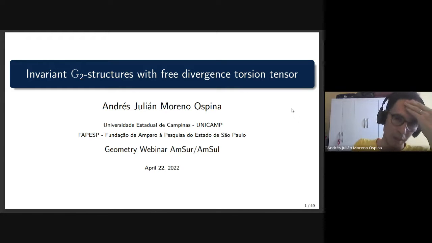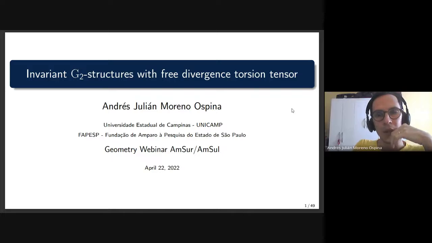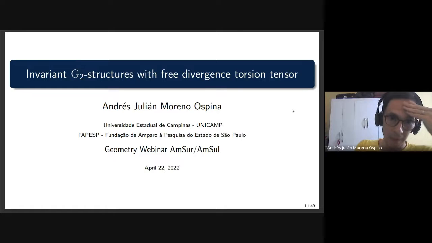And today I'm going to talk about some results about invariant G2 structures with divergence-free torsion tensor. I will try to present some results from my work with Eric Lubo, Enrique Saer, and Juliet Saavedra, and also some other results that I am preparing in a preprint. I hope to finish at least next month, put in archive.